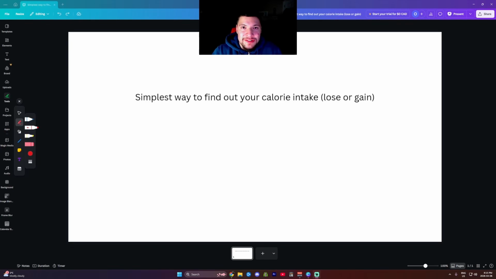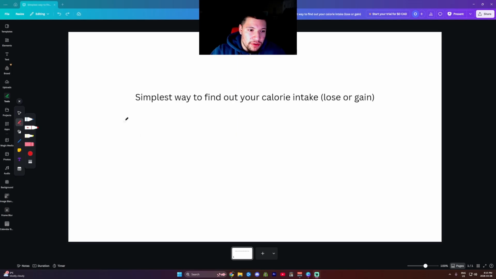I'm going to show you the fastest and easiest way to find out what your maintenance calorie intake is and how to know if you're on a surplus, aka going over your maintenance calorie intake, or on a deficit, which is below your calorie intake. So real quick, if you are over, that means you're eventually going to start to gain more weight. And if you are under, you're going to lose weight.